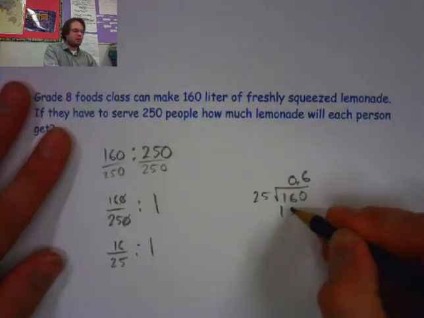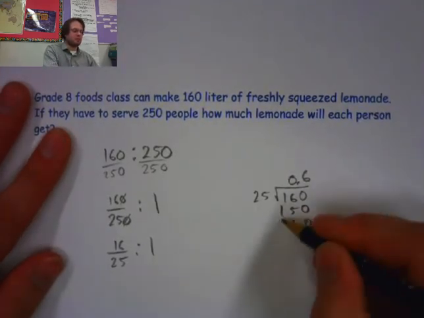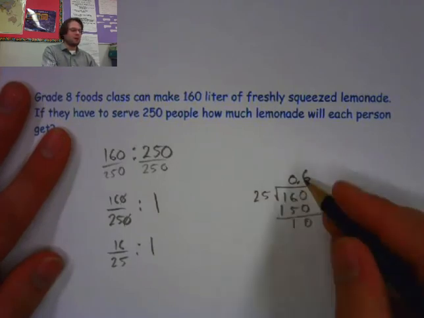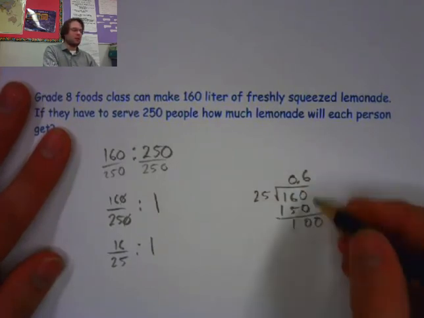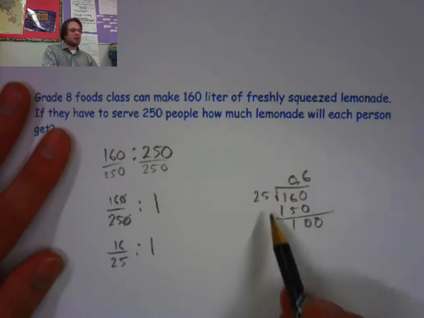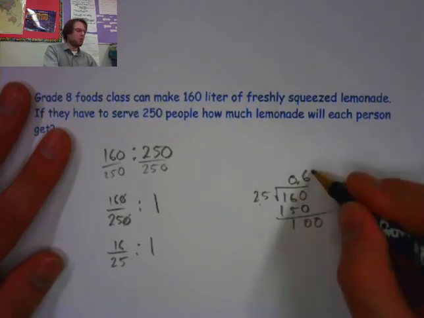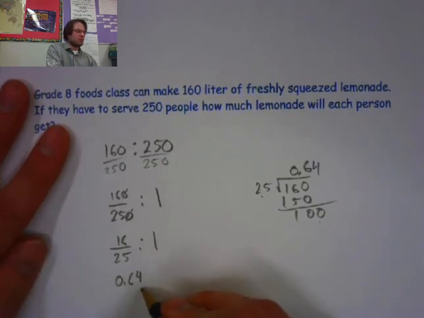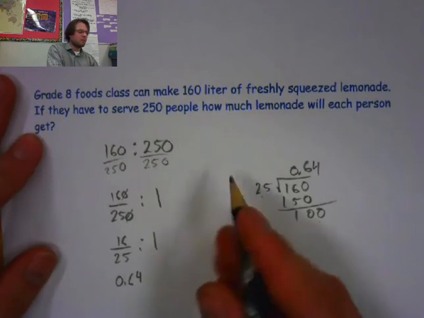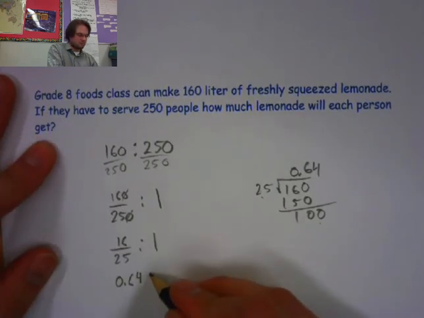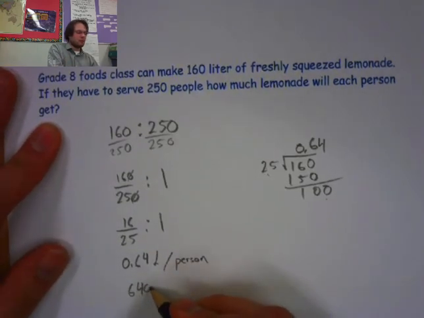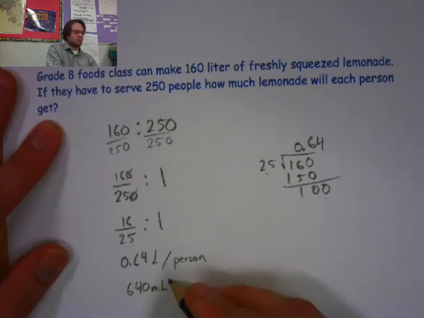That gives me 150, 10 remainder, right? Subtract, 6 times 25 is 150. We have 10 remaining. And we bring down 0 and 100, so 0.6, and that's 5 goes that, 0.64. So it's 0.64 liters per person, or 640 milliliters per person.